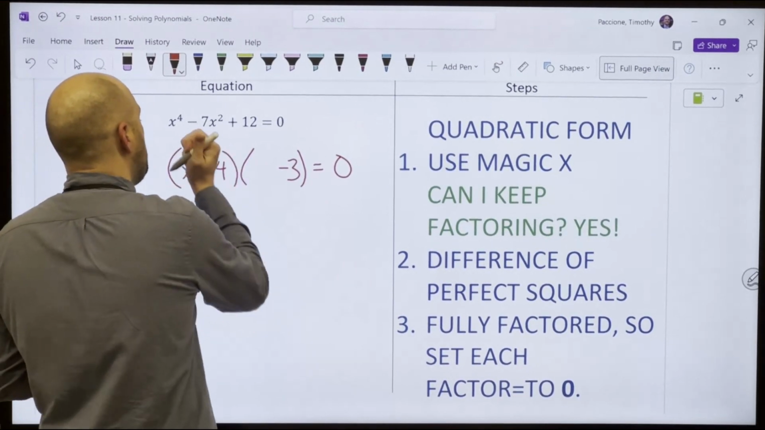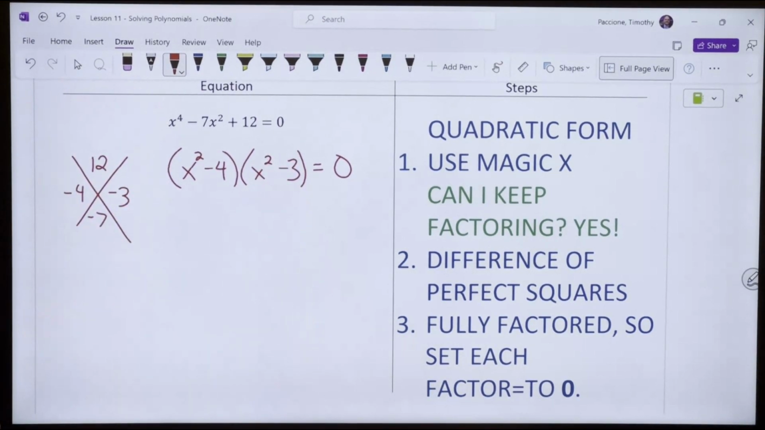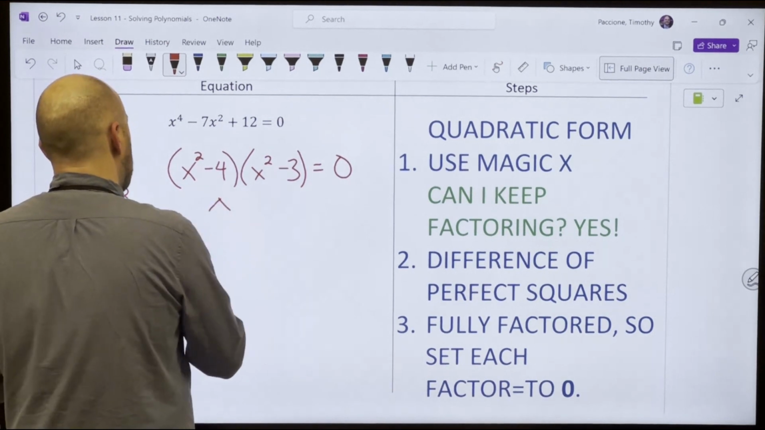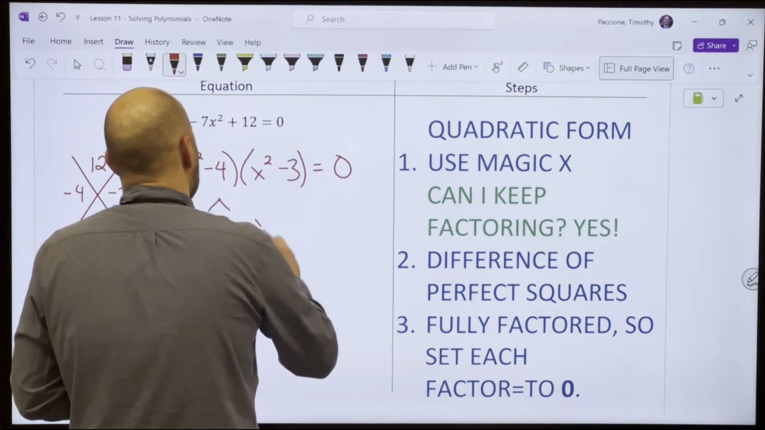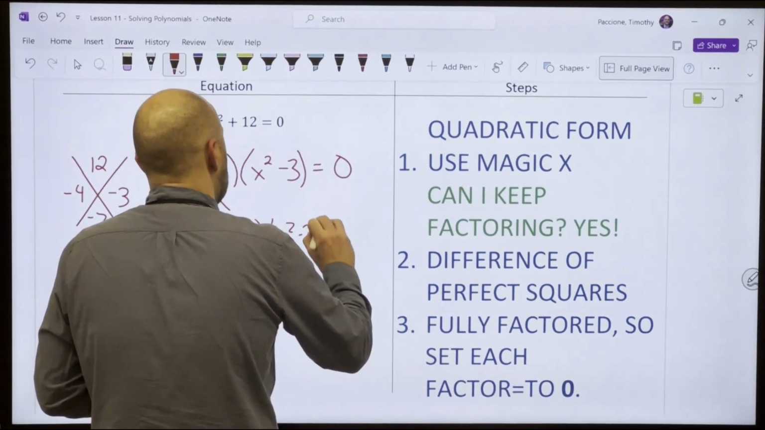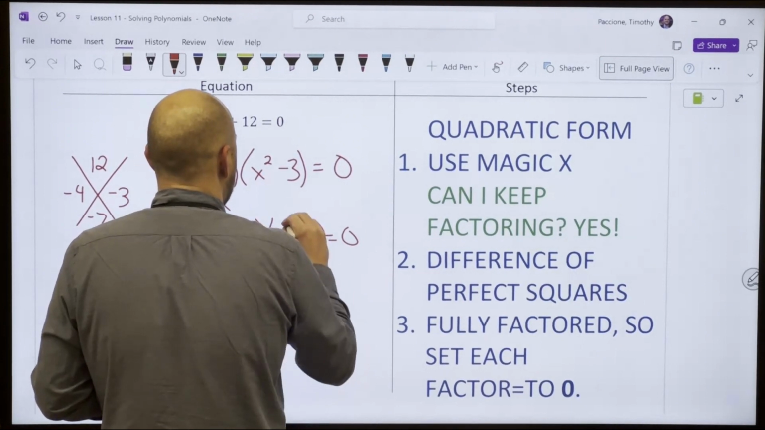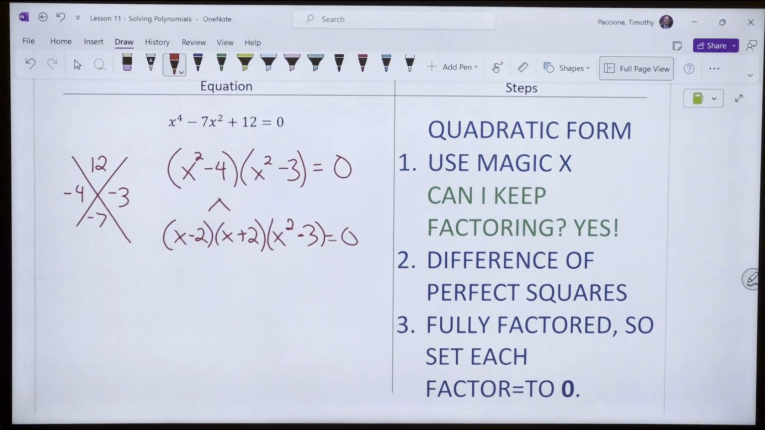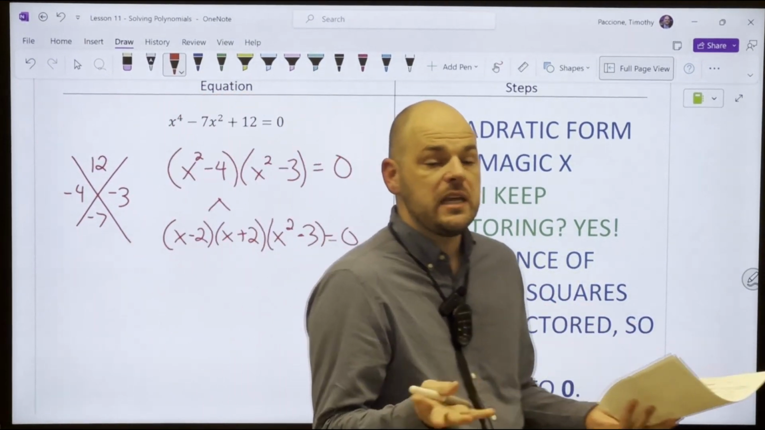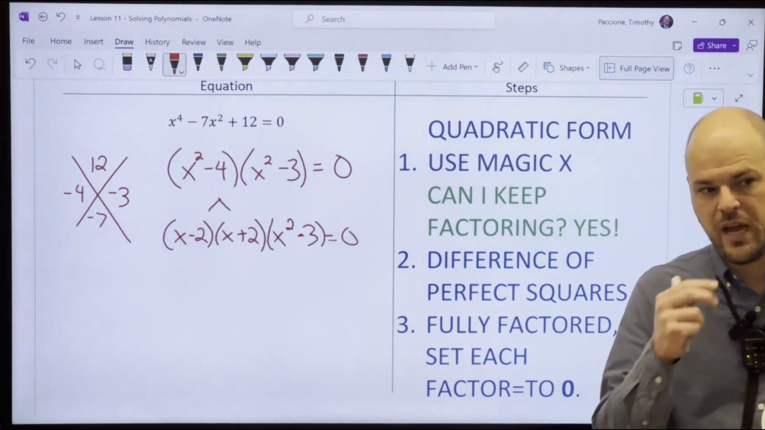And then I ask myself, can I keep going? With the 4, it's a difference of perfect squares. So this breaks into more pieces, and I have x minus 2, x plus 2, x squared minus 3 equals 0. Okay? Now, can I keep going with the x squared minus 3? No, which means we're fully factored. If we are fully factored, we are ready for zero product property. Even if it looks a little weird right now, you'll see it works.